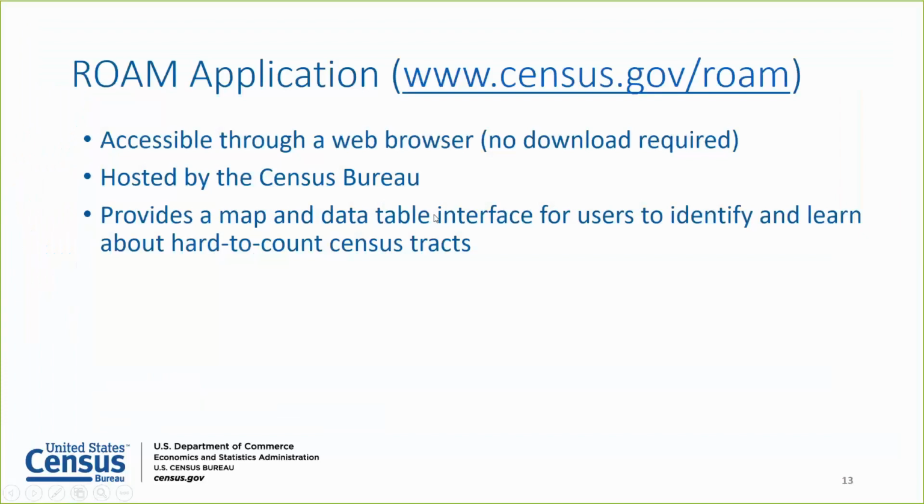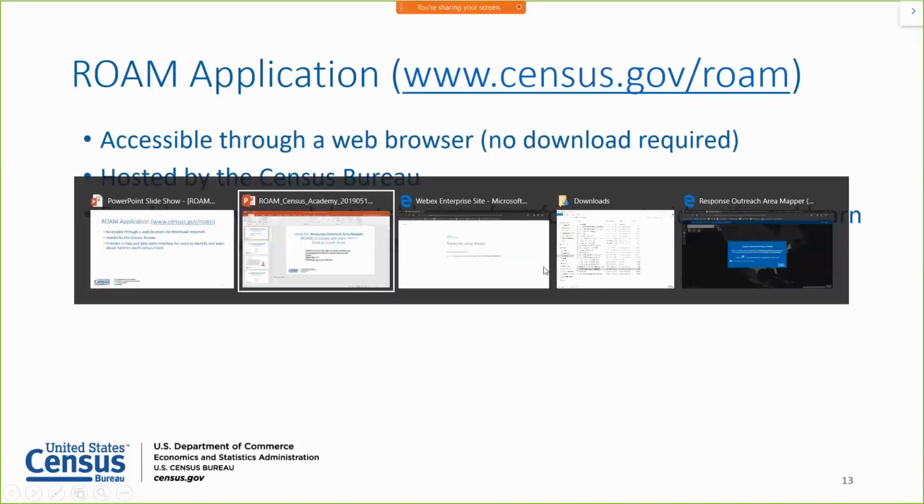So now I want to jump into the actual Rome application. I just want to again stress that there is no download of data required for this at all. It's accessible through a simple web browser. So all that's needed is a web browser of some kind, whichever is your favorite, and internet connectivity. It's hosted by the Census Bureau, and it provides a map and data table interface for users to identify and learn about hard-to-count census tracts. So without further ado, let's jump into the application itself.